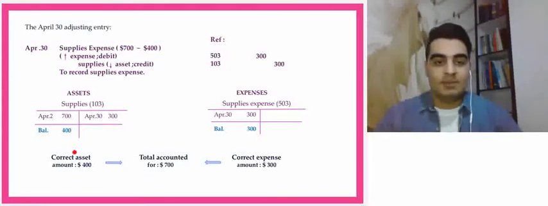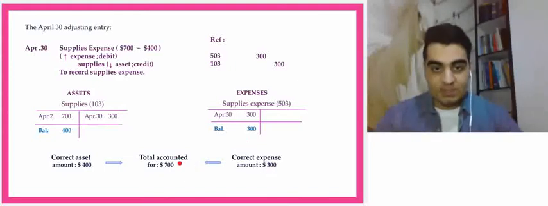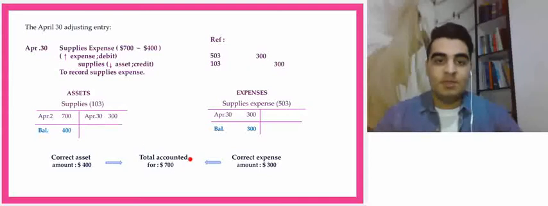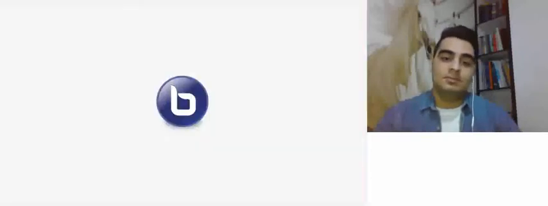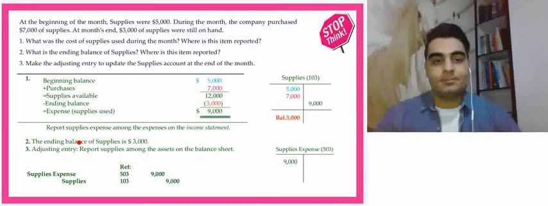This diagram helps you. The correct asset amount is 400 at the end of the period. It's the remaining amount of our supplies. And the correct expense amount is 300. This is the amount that we used during our period. So the total accounted for will be $700. This is an example for further comprehension.